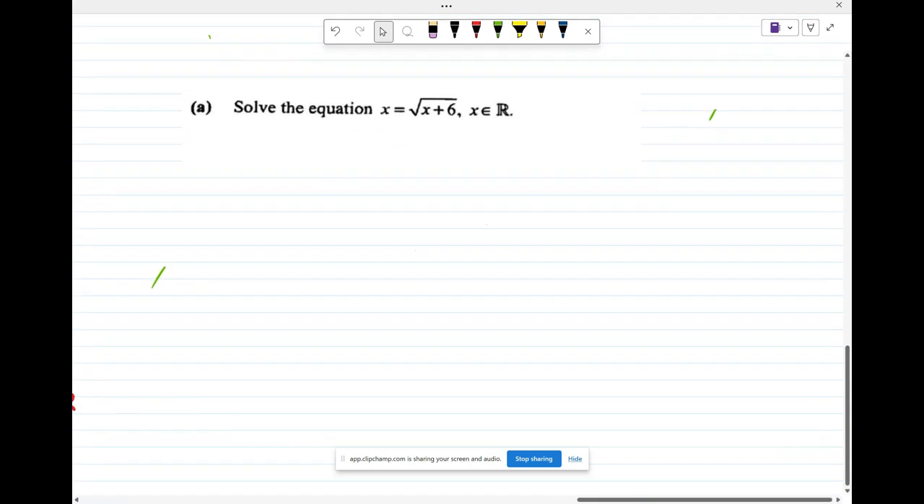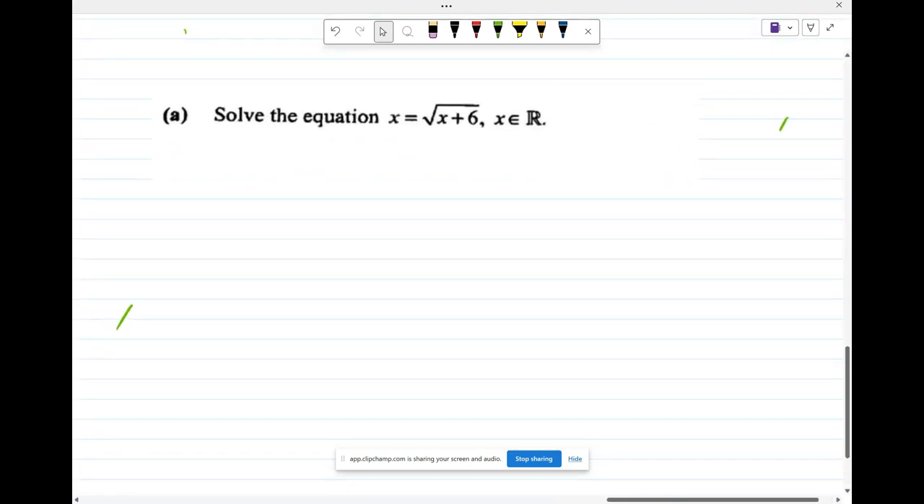Okay, so next we moved on to a question involving surds. That's what this is called here, a surd, or square root sign, either one you want to call it. And basically the question says, solve the equation x equals root x plus 6.